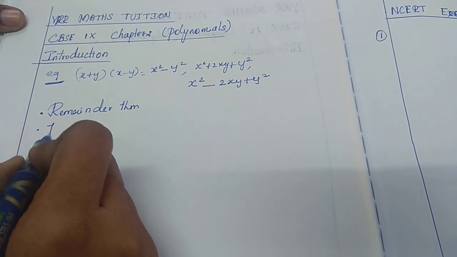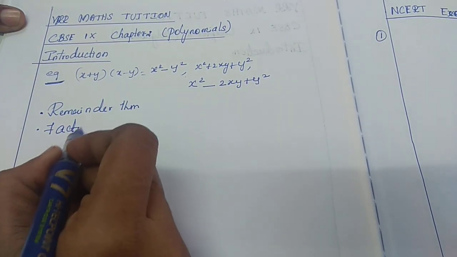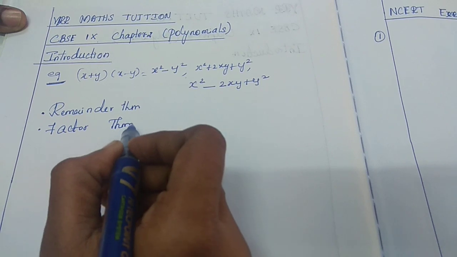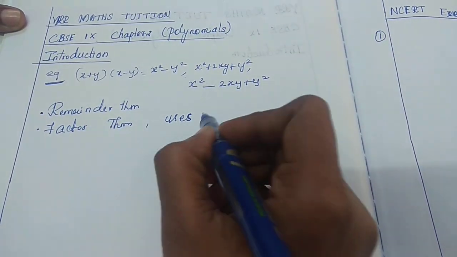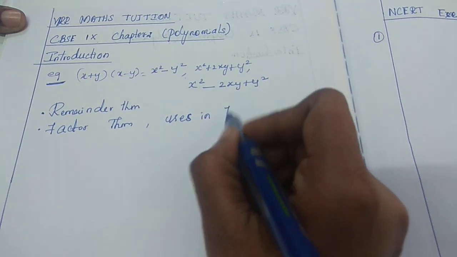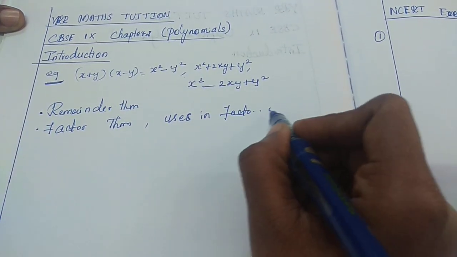In this chapter, we shall also learn the remainder theorem and the factor theorem and their uses in factorization of polynomials.